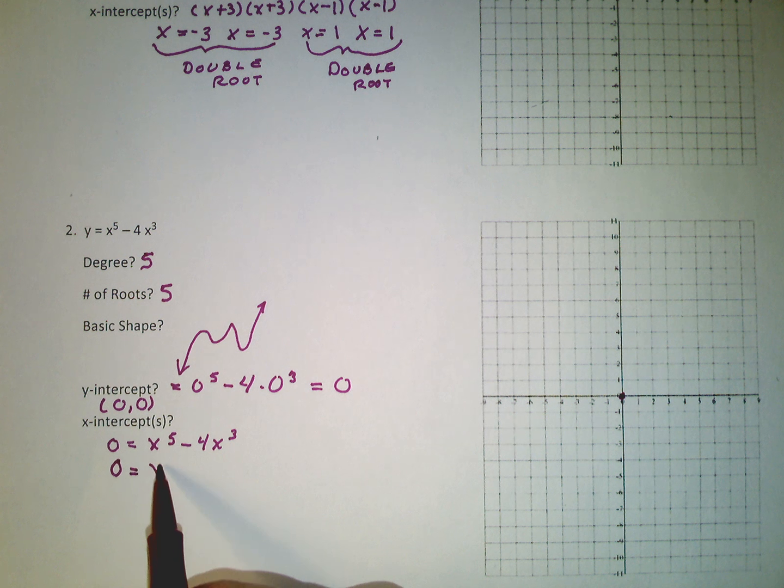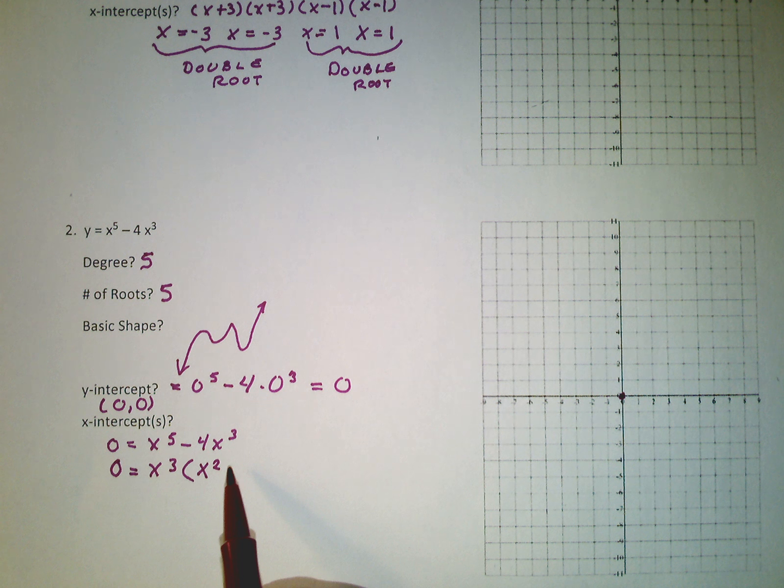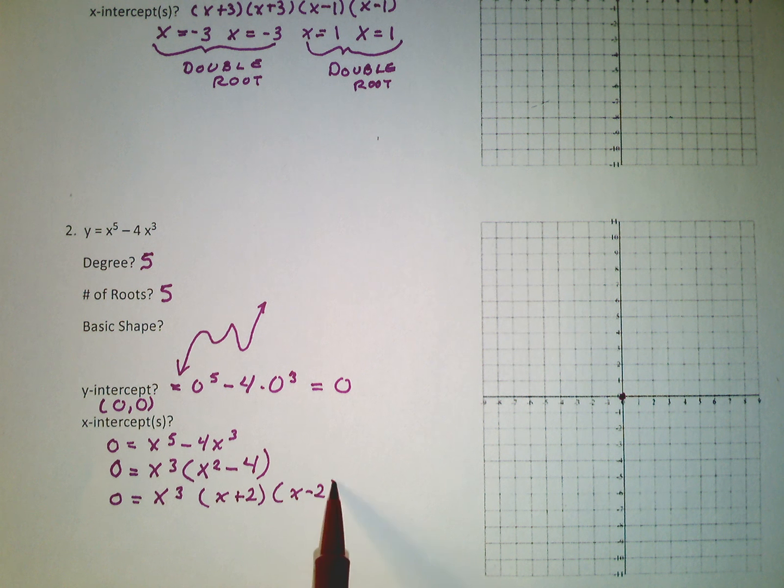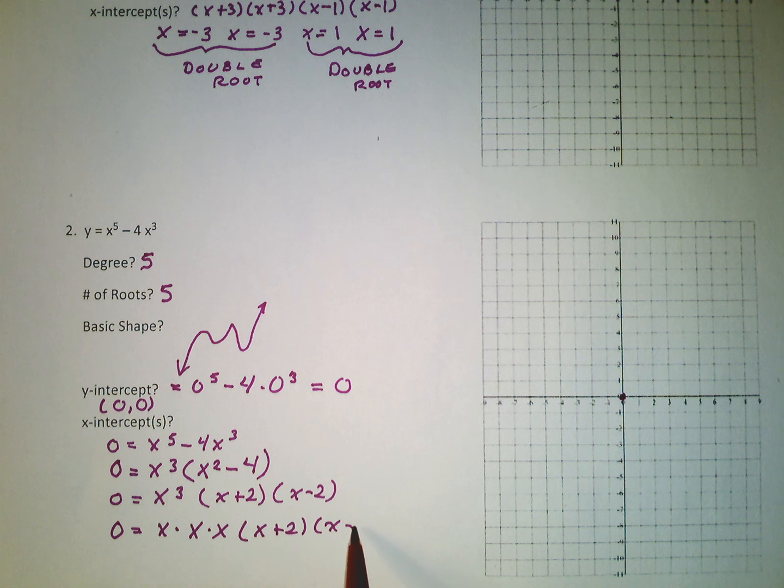Oh yeah, you can take an x cubed out of everybody. And then we'd have to multiply by x squared to get x to the 5th. We'd have to multiply by -4. The last rule of factoring: is it finished? Can we factor it any further? And I'm sure you recognize we have the difference of 2 perfect squares here. So we could rewrite that as x plus 2 times the quantity x minus 2. So we have 0 equals x times x times x times (x plus 2) times (x minus 2).